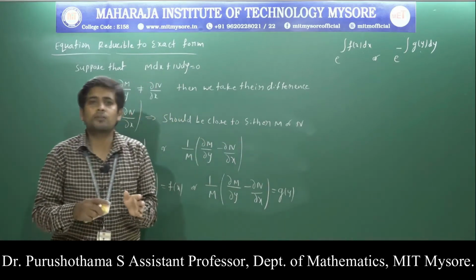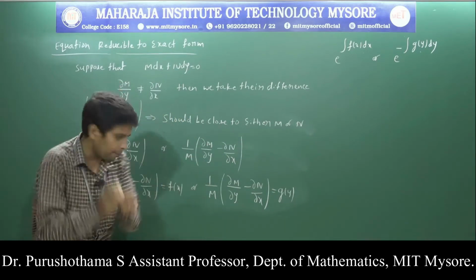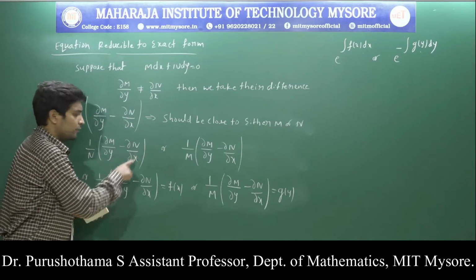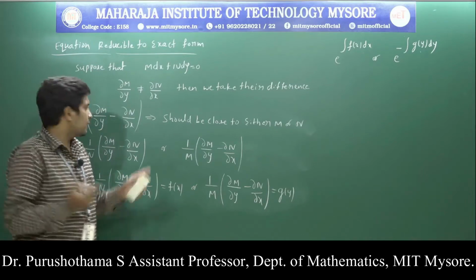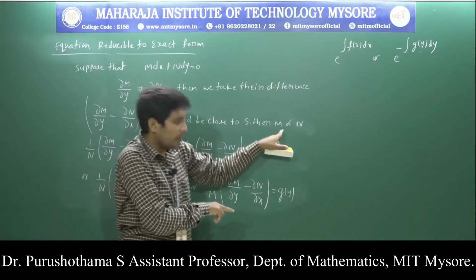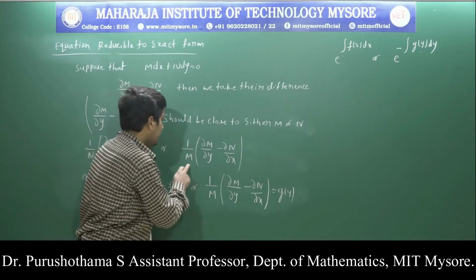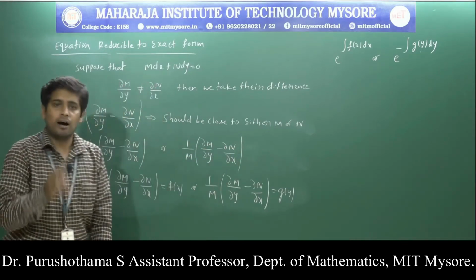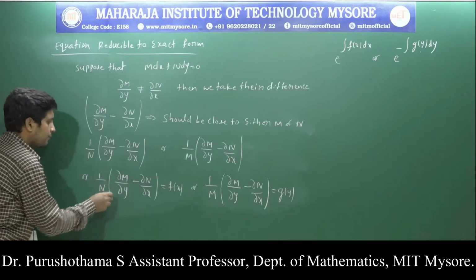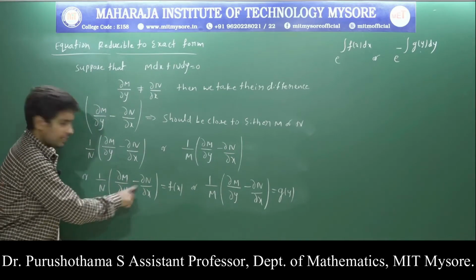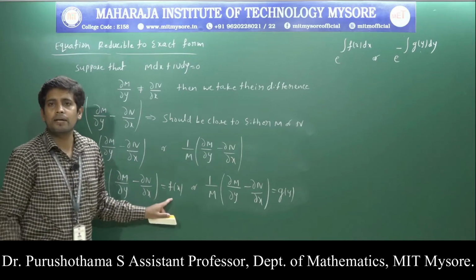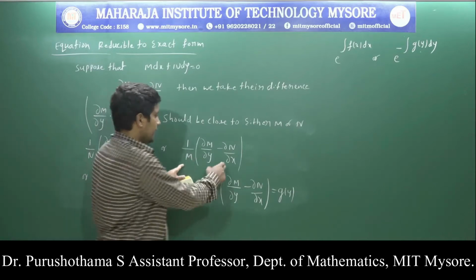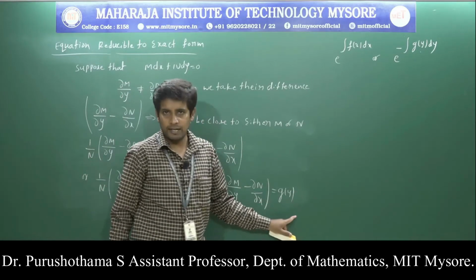In case the expression is close to N, then compute 1 by N times of (partial M with respect to y minus partial N with respect to x), or in case the expression is close to M, then compute 1 by M times of (partial M with respect to y minus partial N with respect to x). For the time being, the first is denoted by f of x, and similarly the second one is denoted by g of y.